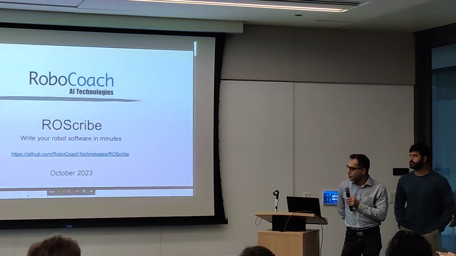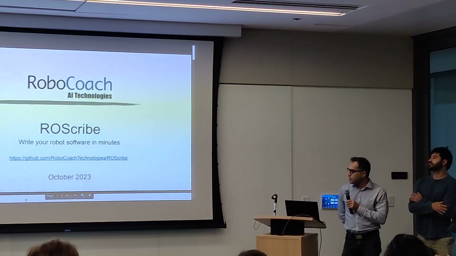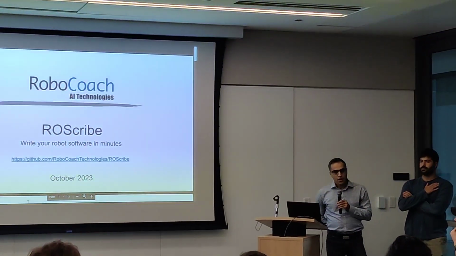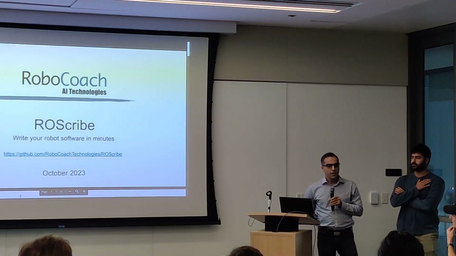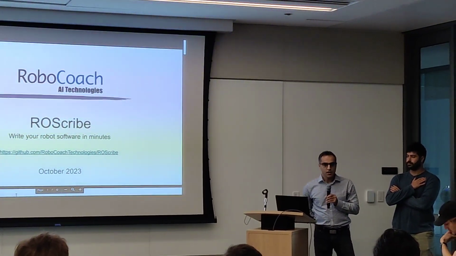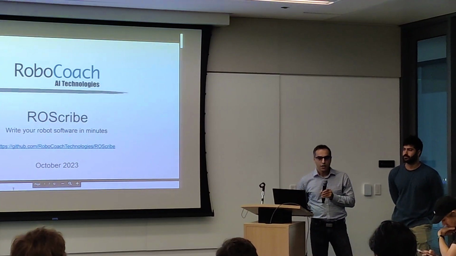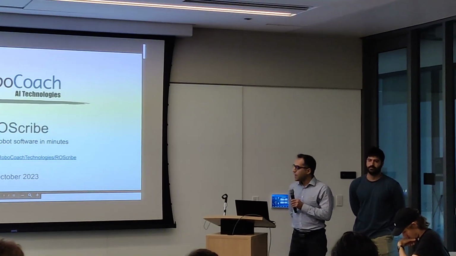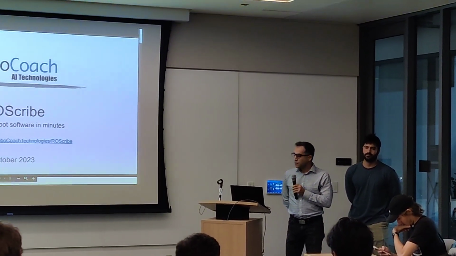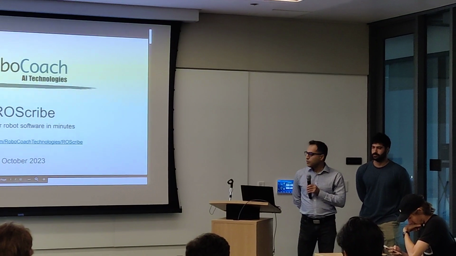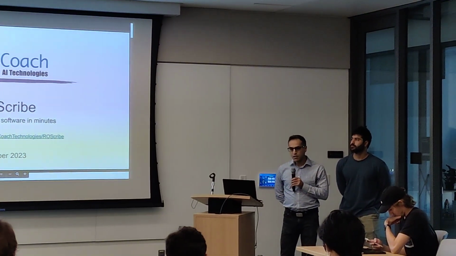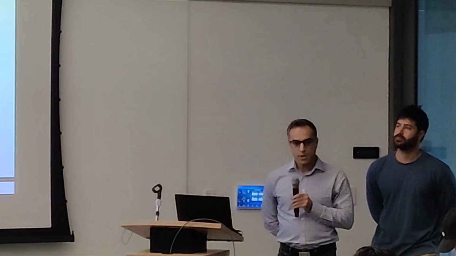Both of them, you can go to our GitHub page. The first one is GPT Synthesizer, which is generating software in any domain. It's just general application software. And the second tool, which is our main focus and our main tool, is ROScribe, which is generating robot software, specifically for people like yourself.